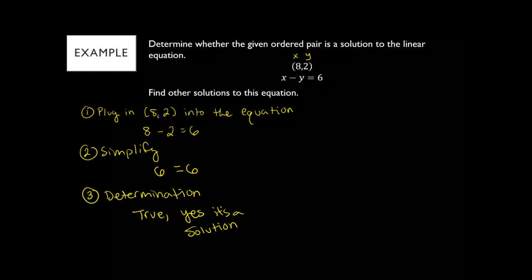Now, I said that there are infinite solutions to this equation. So it says find other solutions to this equation. So the way that we usually do this is to pick a number, any number that we want for x or y. So let's say we pick a number for y. And you can pick any number you want. Don't pick 2 because we already did 2. So the easiest one is say like y equals 0. Because if you set things equal to 0, they're really easy. So then you plug that into your equation.